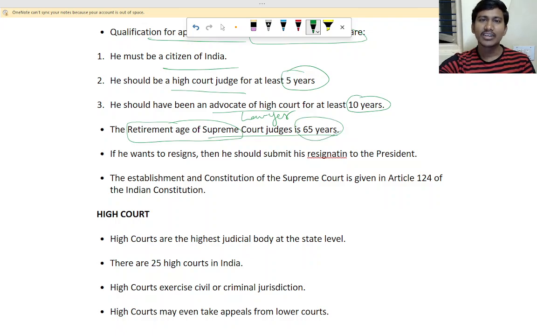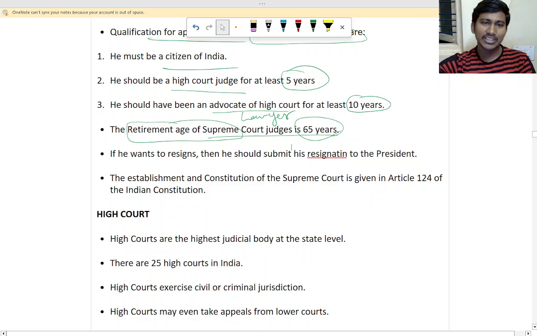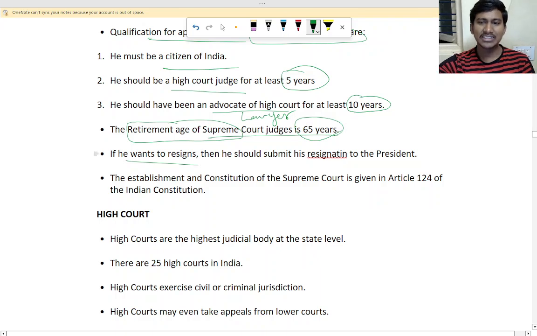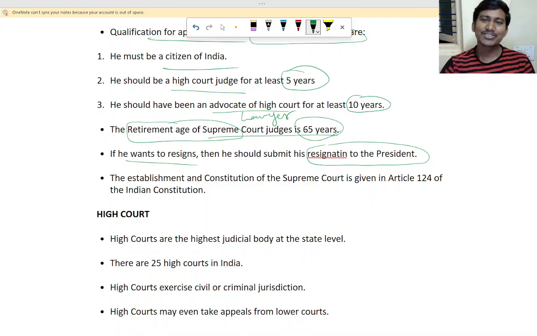Now the new CJI, meaning Chief Justice of India, Sanjeev Khanna, has been selected. Before that, D.Y. Chandrachud was there. He retired, and then his post was given to someone else. If a judge wants to resign, he should submit his resignation to the President.